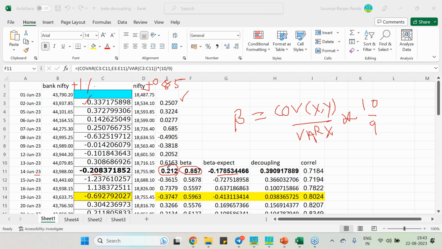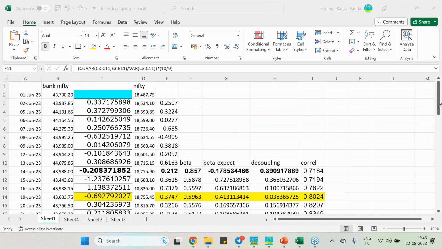So how much has it decoupled? This 0.212 minus our expected. So there is a positive decoupling of 0.39, an excess move in the Nifty. Nifty, which was expected as per beta to move negative by 0.17%, has moved positive by 0.21%. Hence the decoupling it has created is 0.39.